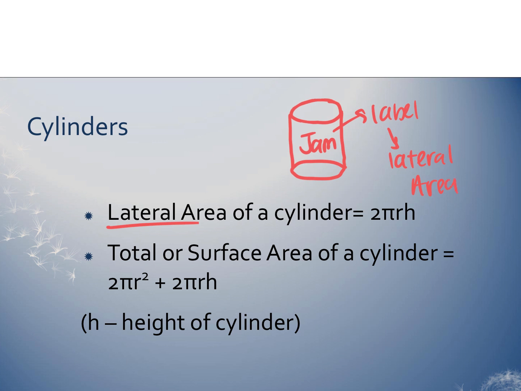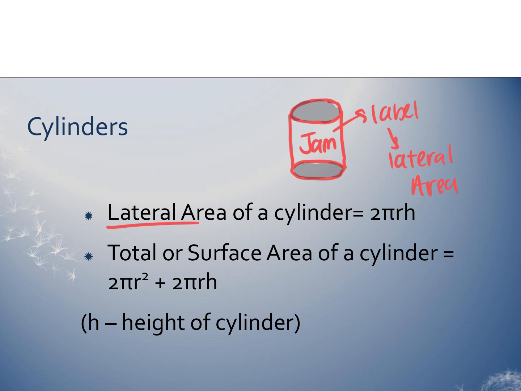Now, the label for the jam jar, right? Does the label go on the top and the bottom of the jar most of the time? Does the label go completely around the jar? No, it only goes along the side, right? That is your lateral area. It is not the entire surface area of the entire jam jar, because it doesn't include the top of the jar, and I'll highlight this. It's excluding this top base, and it's excluding this bottom base. It's only the label that goes around the cylinder.